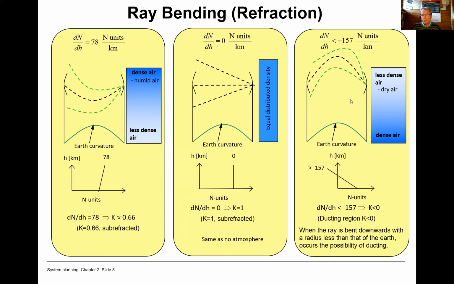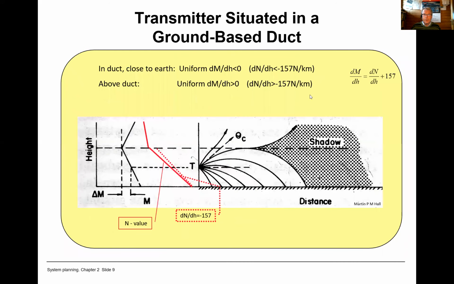And you also have the possibility of never reaching the outer antenna, and then you will have what we call a radio duct. And here is what they call a ground-based duct. You have an antenna here. You are shooting in this direction. It bends downwards, and then you will have a shadow area here. So if you have an antenna here, you will not reach it.